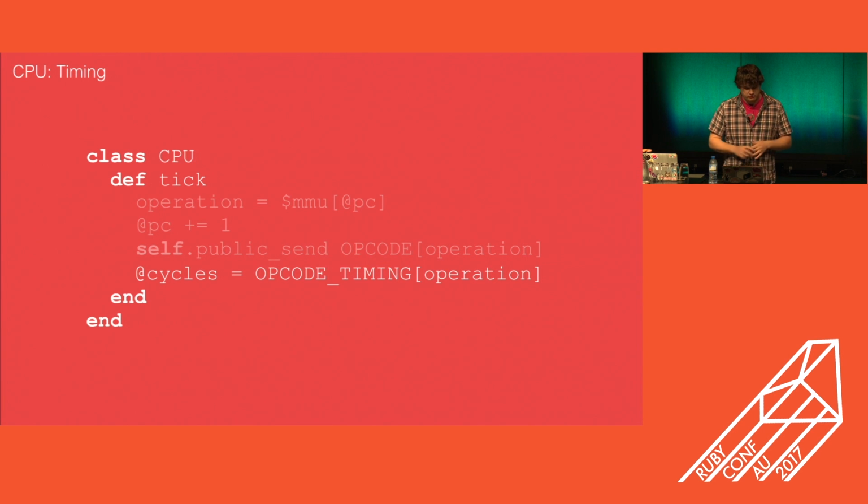To implement this timing, I just have another array that defines the timing for each instruction. Using that opcode, I can use it as a lookup index as well. And then we assign that to an instance variable that can be read by other components in the Game Boy.